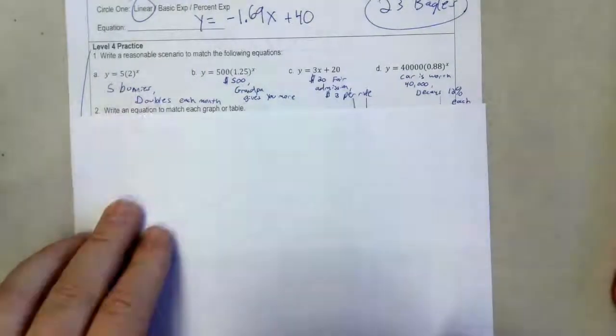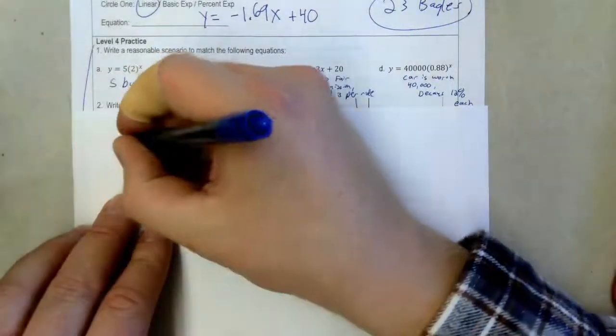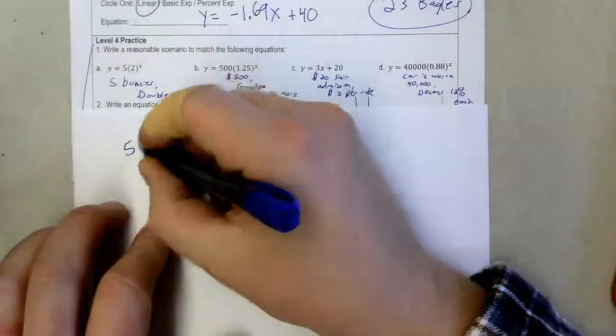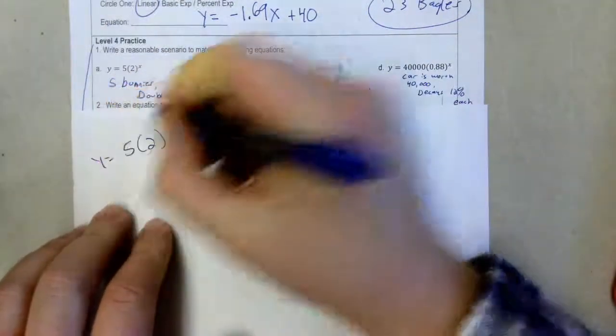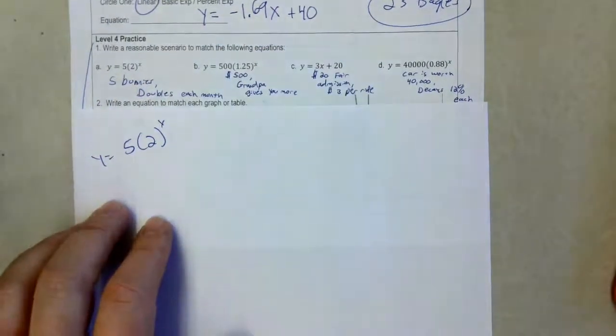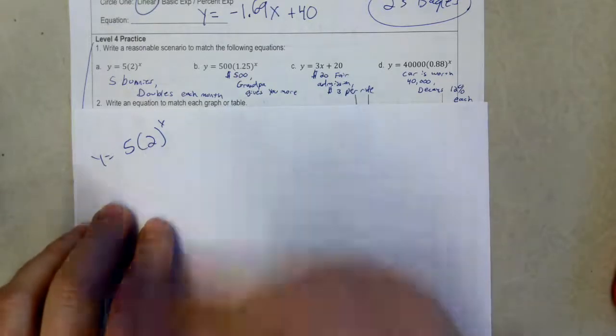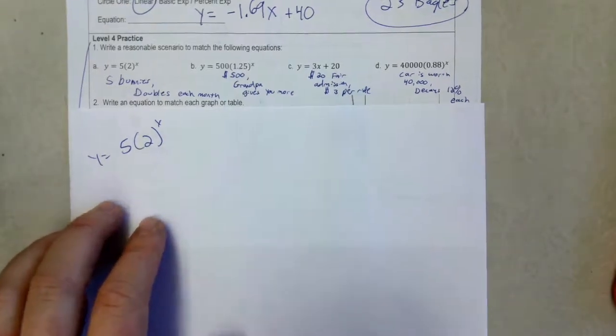Here we have an exponential function, growth rate of 2, starts with 5. It could be something like, hey, we have 5 bunnies in our yard, and each month they double, right? So after how many months will you have a certain amount of bunnies, or after 12 months, how many bunnies are you going to have? So there's a reasonable scenario for that one.